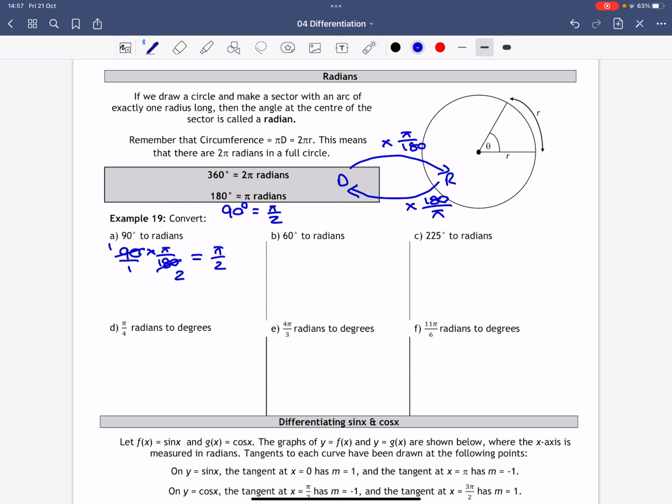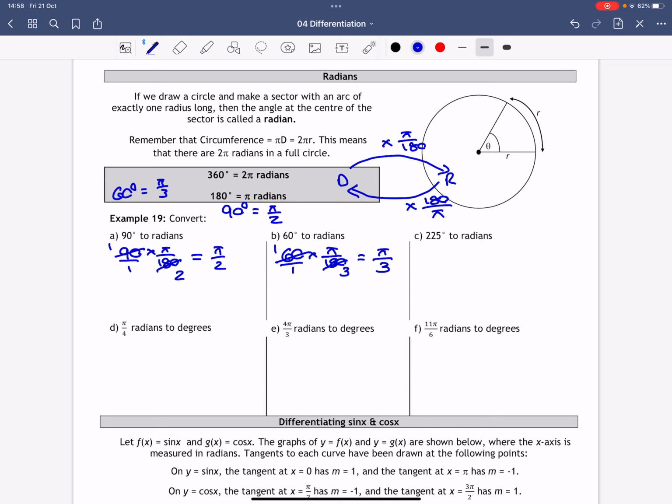Okay. The same with 60 degrees. 60 multiplied by pi over 180. 60 goes into itself once, it goes into 180 3 times. So that'll just give me pi over 3. And again, there is a quicker way to remember that. If you can remember that 180 degrees is pi, 60 degrees is a third of that. So 60 degrees would be a third pi, which is pi over 3.